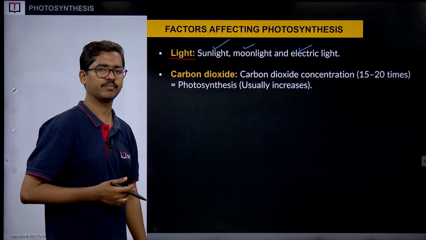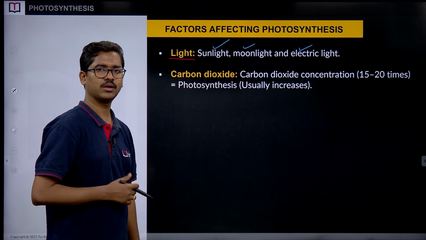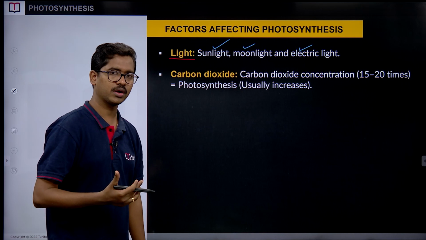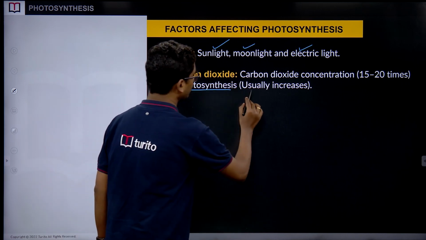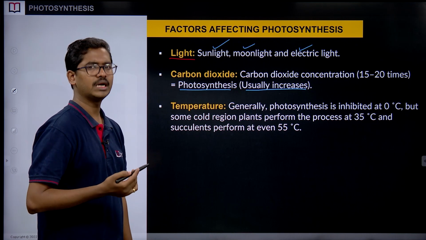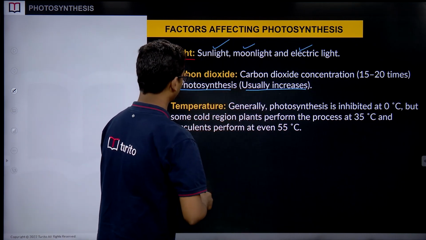Next one is carbon dioxide concentration. How much is the carbon dioxide concentration? The more the carbon dioxide, the more the photosynthesis process. It is simple, right? Directly proportional. More carbon dioxide means more photosynthesis.